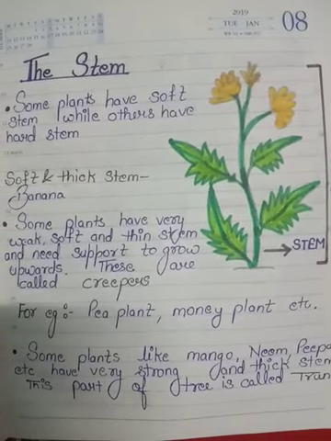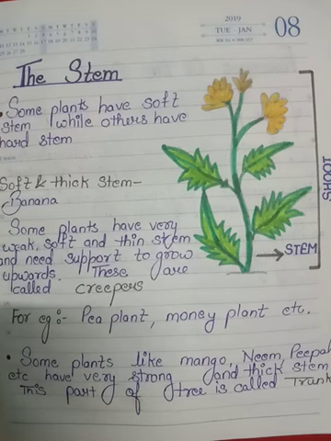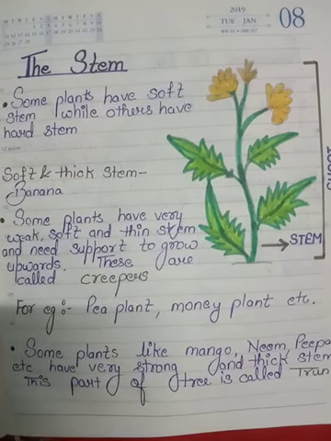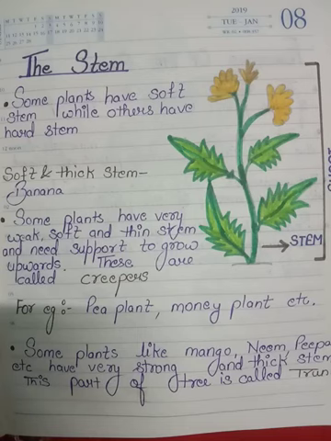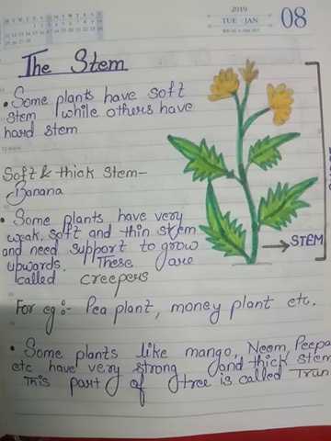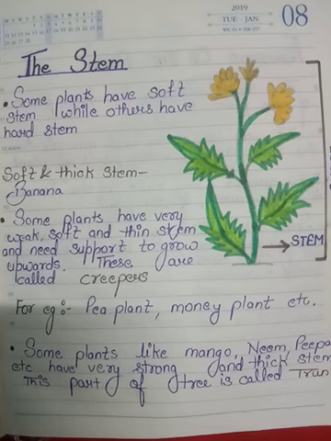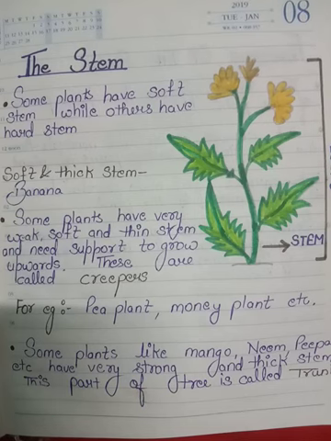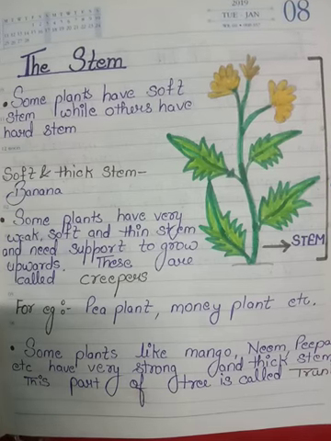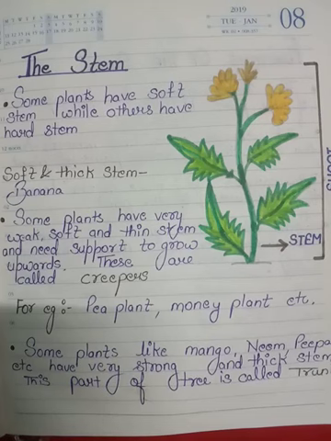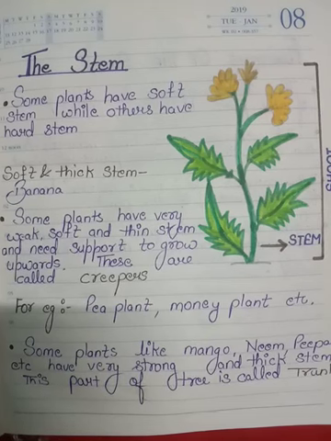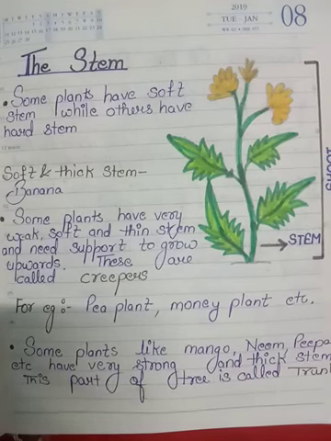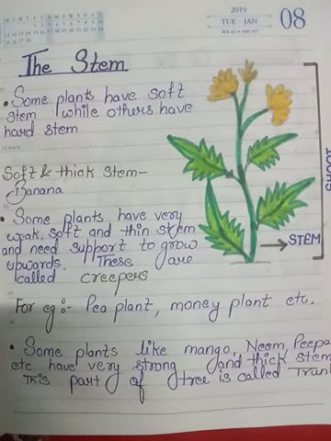Some plants have soft stem while others have hard stem. Banana is a plant having soft and thick stem. Some plants have very weak, soft and thin stem and they need support to grow upwards. These type of plants are called creepers. So, creepers are the plants which need support to grow upwards. They cannot grow themselves. Or we can say that they cannot grow without any support.